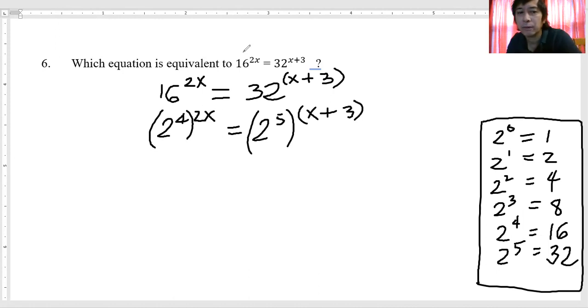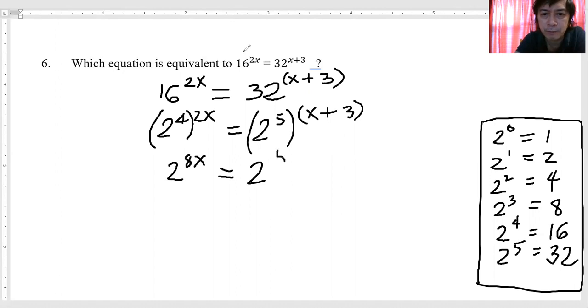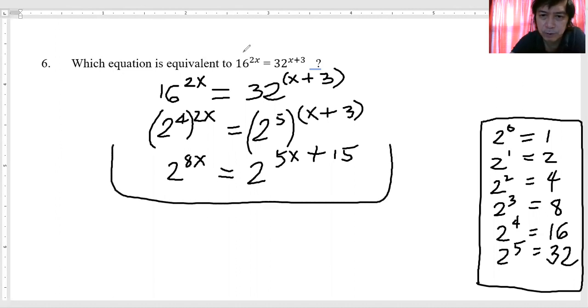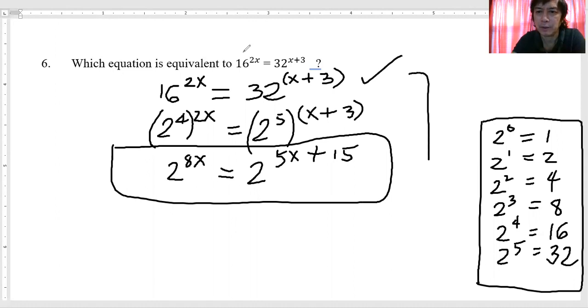Now you can multiply the exponents. On the left side, you have 4 times 2x, making it 8x. And of course, the right side is 2 raised to the exponent 5x plus 15. There. So the answer is this. Which equation is equivalent to this? Then this is the answer.